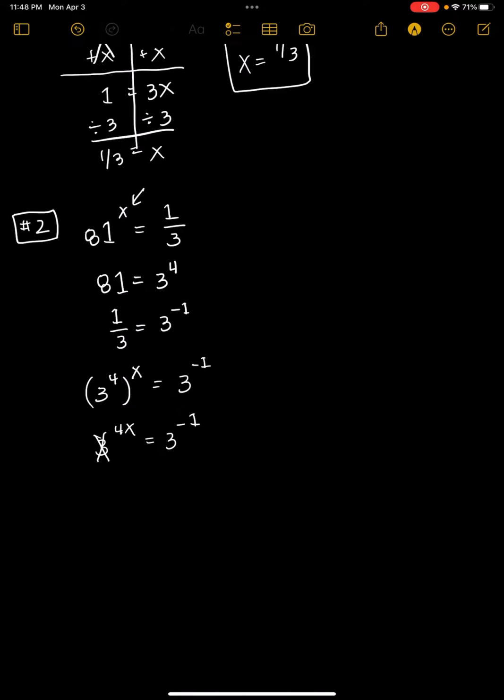Because we have the same base numbers, they cancel each other out, which just leaves me with the exponents of 4x is equal to -1. All right, and now to solve for x, we divide each side by 4. The 4's cancel out right here. We're just left with x, and the -1 divided by 4 you can leave as -1/4. So my answer is x is equal to -1/4.